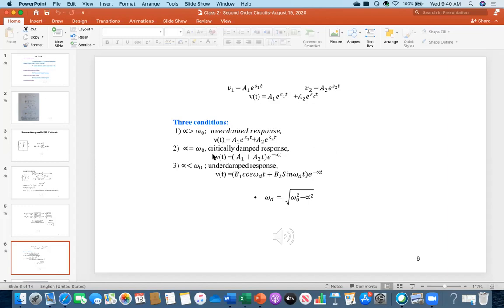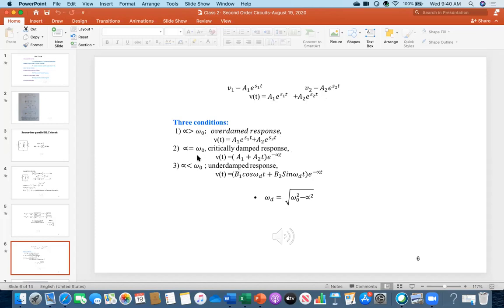And depending on the three conditions, for example, this is the condition alpha greater than omega naught, then this will be the solution. Everybody see V(t) equal to this one. So this is your solution. This is the characteristic. Now to solve the numerical problem, you have to find out those two constants, A1 and A2. Also, you have to find out S1 and S2. Once you find S1, S2 and A1, A2, just substitute in this equation, then you are done.